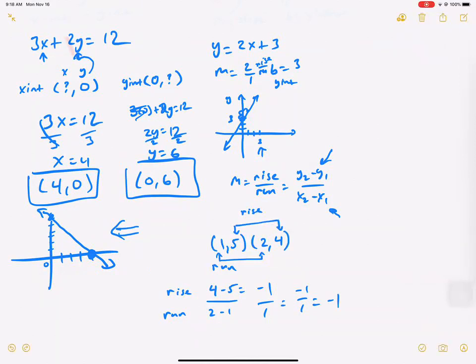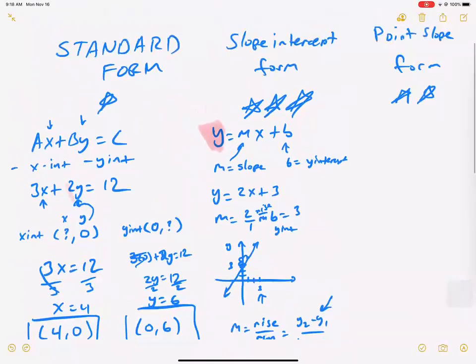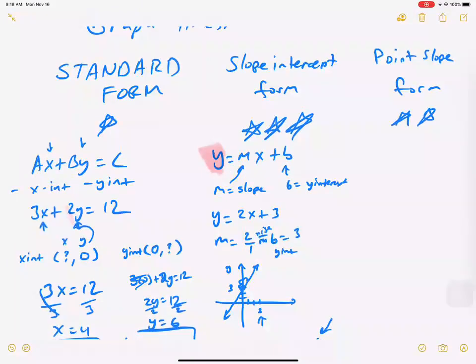And then our last example here was point-slope form, which has the form y minus y1 equals m times (x minus x1). Now the x1 and y1, that's my point, right? That's my point.